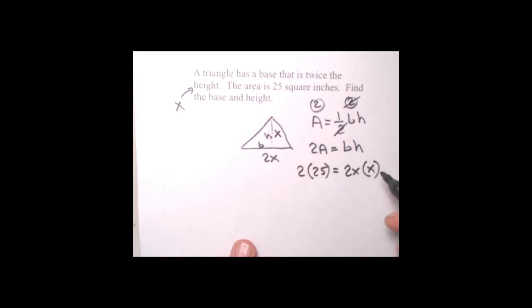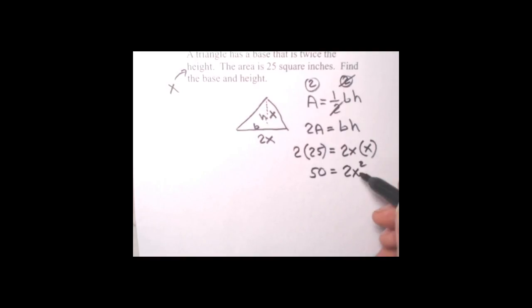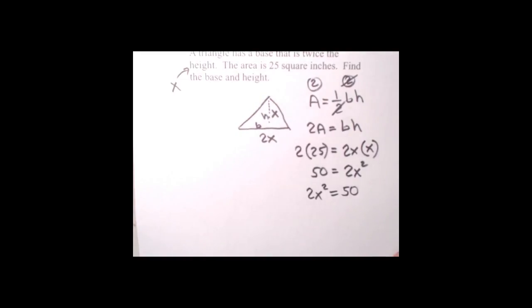Okay, well, let's clean this up a little bit. 2 times 25 is 50, equals, well, if we take the 2x times x, we're going to end up with 2x squared. Okay, as I commonly do in something like this, let's interchange the sides to get the x on the left. So 2x squared equals 50. Remember again, when you interchange the entire sides, you don't change any of the signs. Okay, well, we've got to get rid of this 2 times, so I'm going to divide both sides by 2. And so we end up with x squared equals 25.